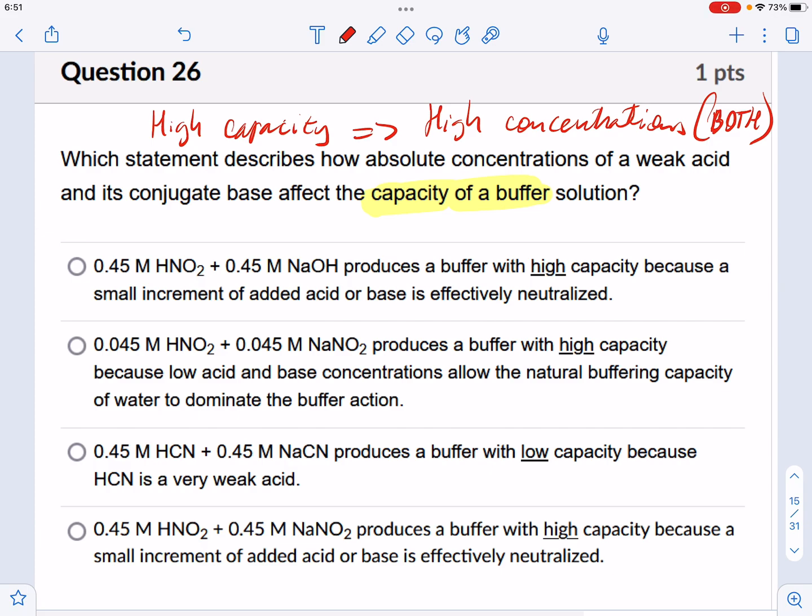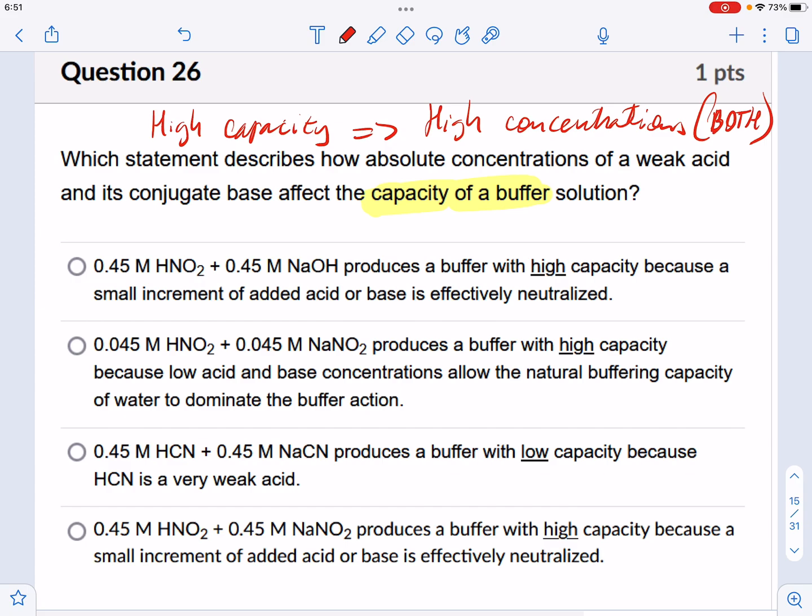Okay, why ideally both? Because if you have high concentrations of both, you can resist changes in pH in both directions. If you are acid or if you are base, you may have a high concentration of just one of the counterparts, but that will give you resistance to pH change in only one direction. So if you have a high concentration of your acid in a buffer, then you may resist addition of base to that buffer, but it might not handle addition of base. All right, so that's why the high capacity is associated with high concentration of both. Okay, that will give you a high capacity buffer.